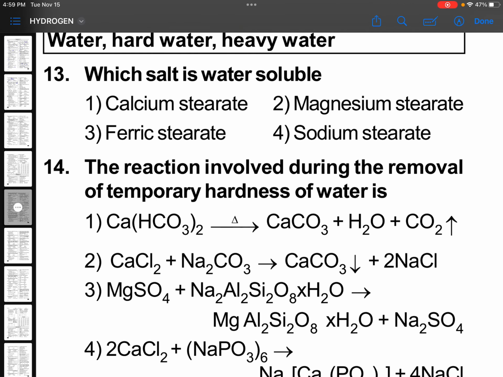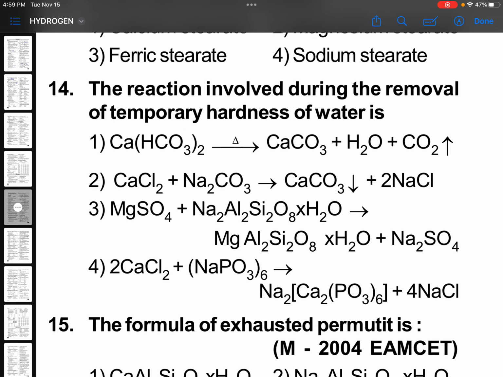Which salt is water soluble? Okay, this must be known to you. Sodium stearate. Sodium stearate is nothing but soap. The reaction involved during the removal of temporary hardness of water is boiling. Okay, now. So 14th question, first option. This was asked recently, I think last year, 2021 or 2022. This was there in JEE Mains question.